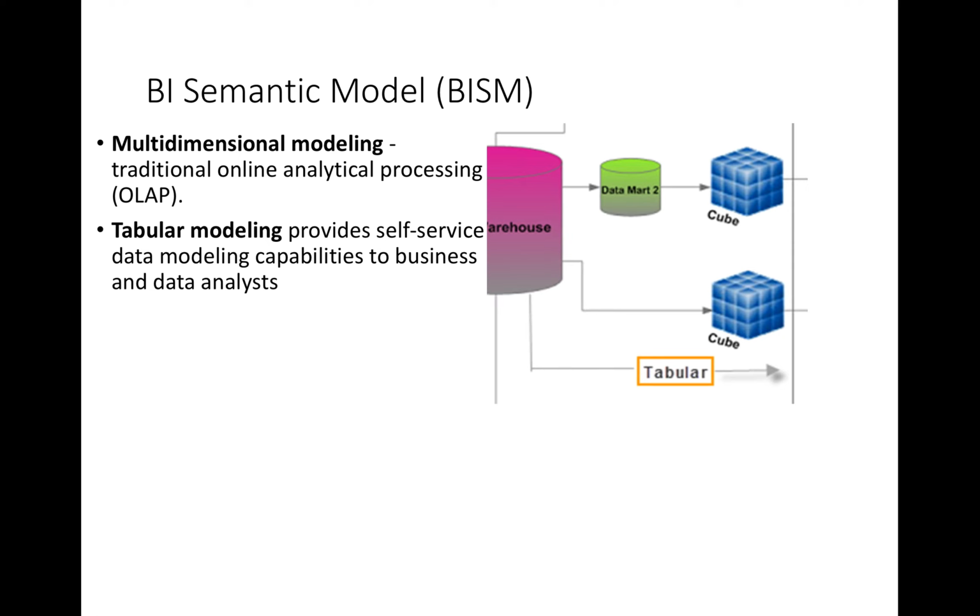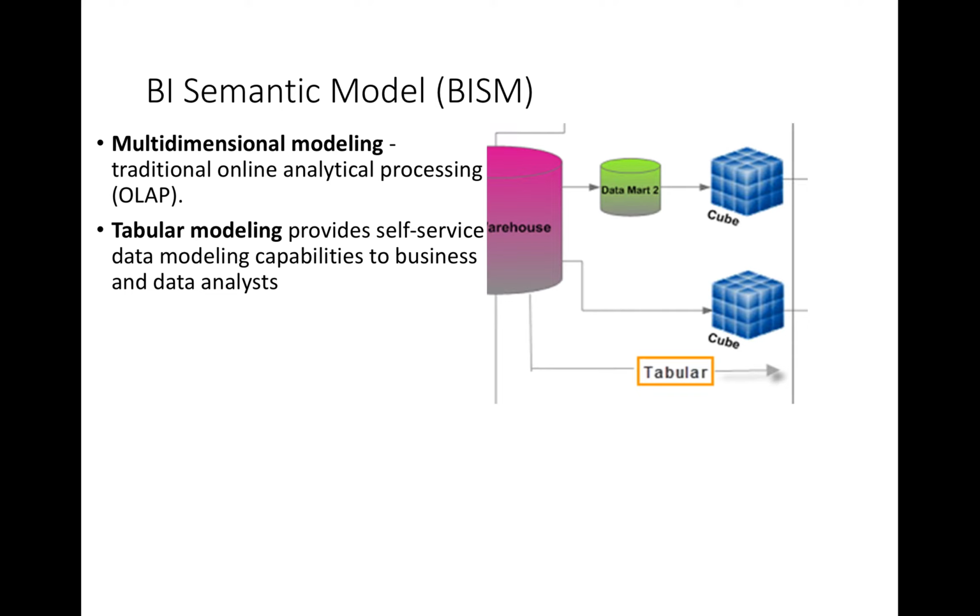There is another model called the semantic model, which is basically multi-dimensional modeling. Like I said before, we can see the sales based on a store, a time period, a region, or an associate. We can slice and dice the data however we want.